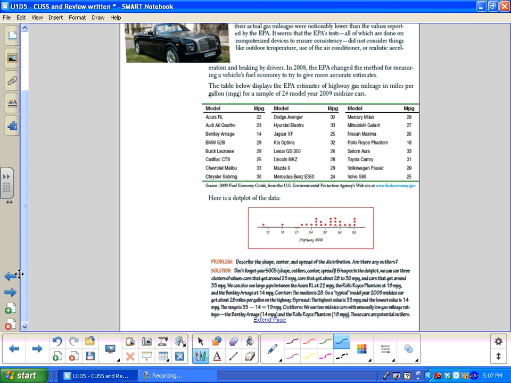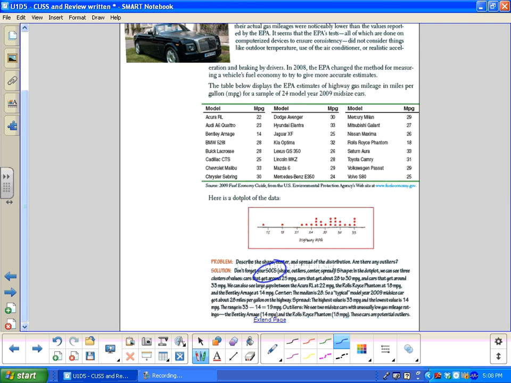Okay, so here's a dot plot of the data. Problem: describe the shape, center, and spread of the distribution. Are there any outliers? This textbook uses a different acronym. They use SOCS: shape, outliers, center, spread. Honestly, I've always been told to CUSS, and it sounds kind of funny, so generally that's the easiest thing to remember.